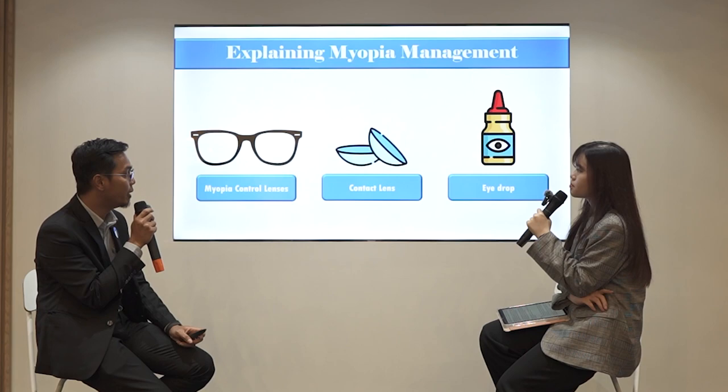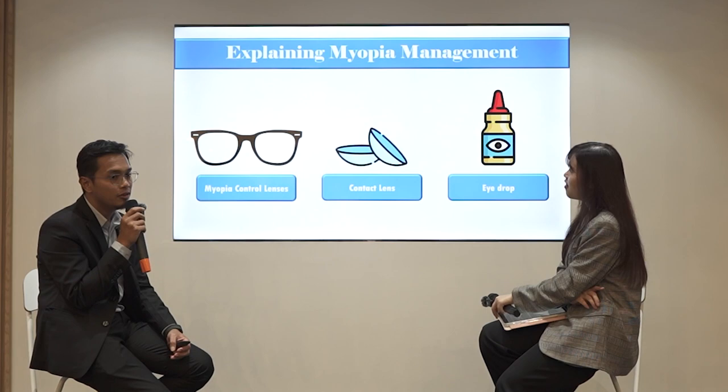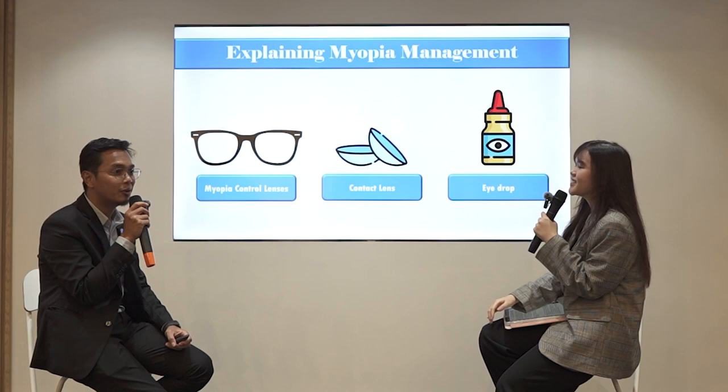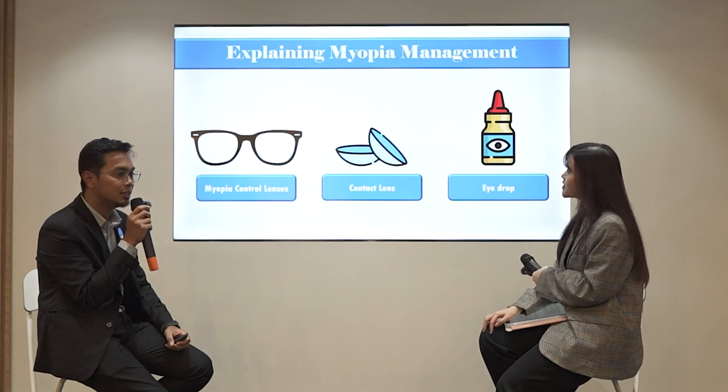The next one is contact lens. Contact lenses have two types, which is soft and hard. If you were here in the previous session with Dr. Shan, she did mention orthokeratology, the hard lens to control myopia. And there is also a soft lens available. We call it MiSight 1-day. This is the daily disposable lens worn by the kids to control myopia progression.